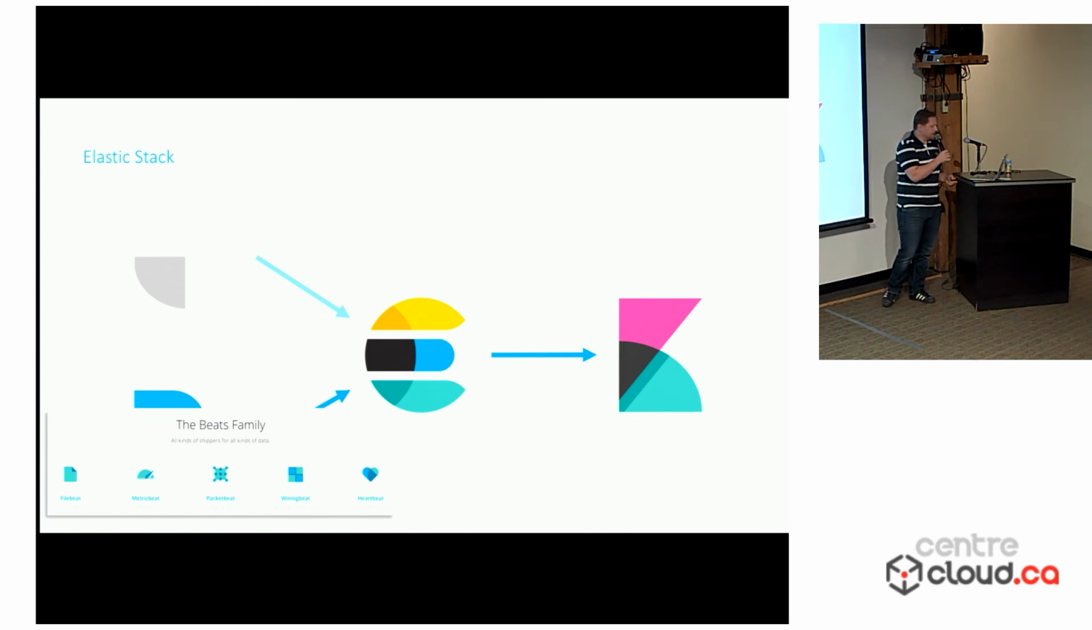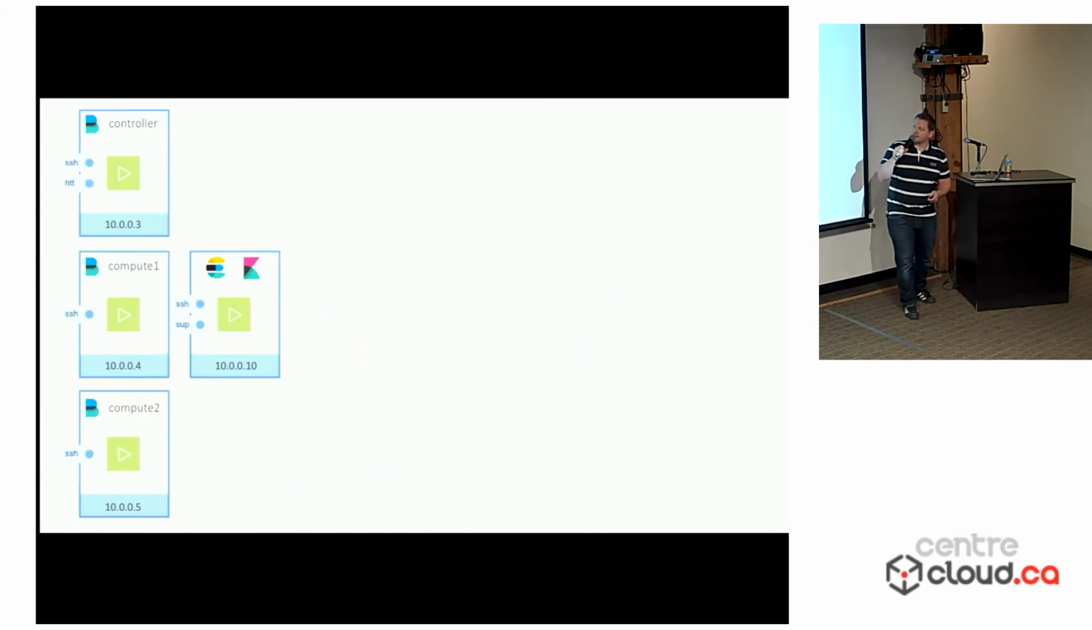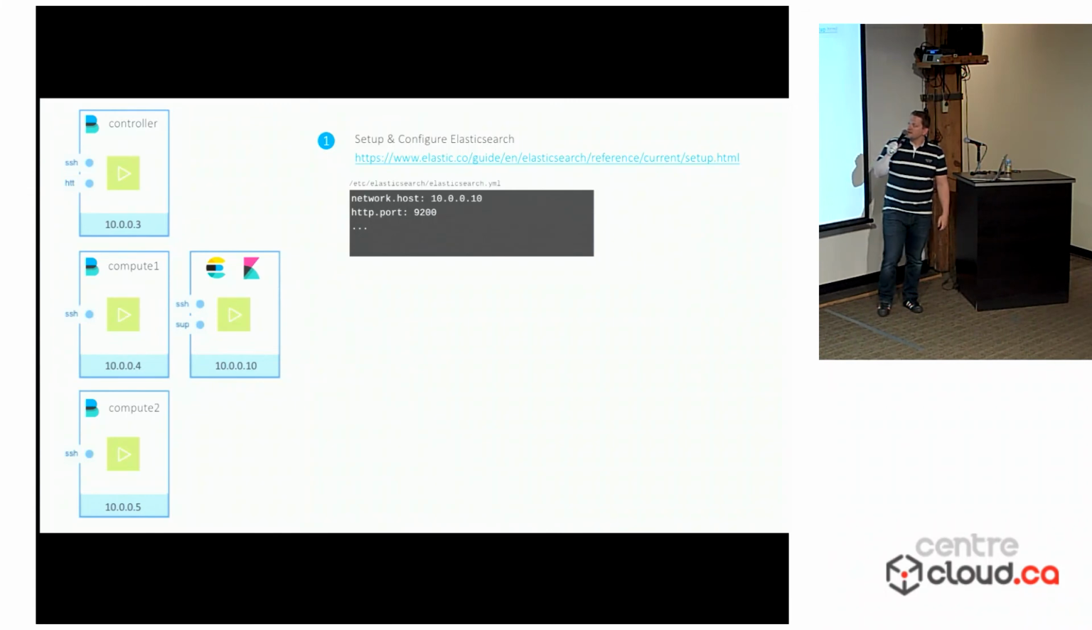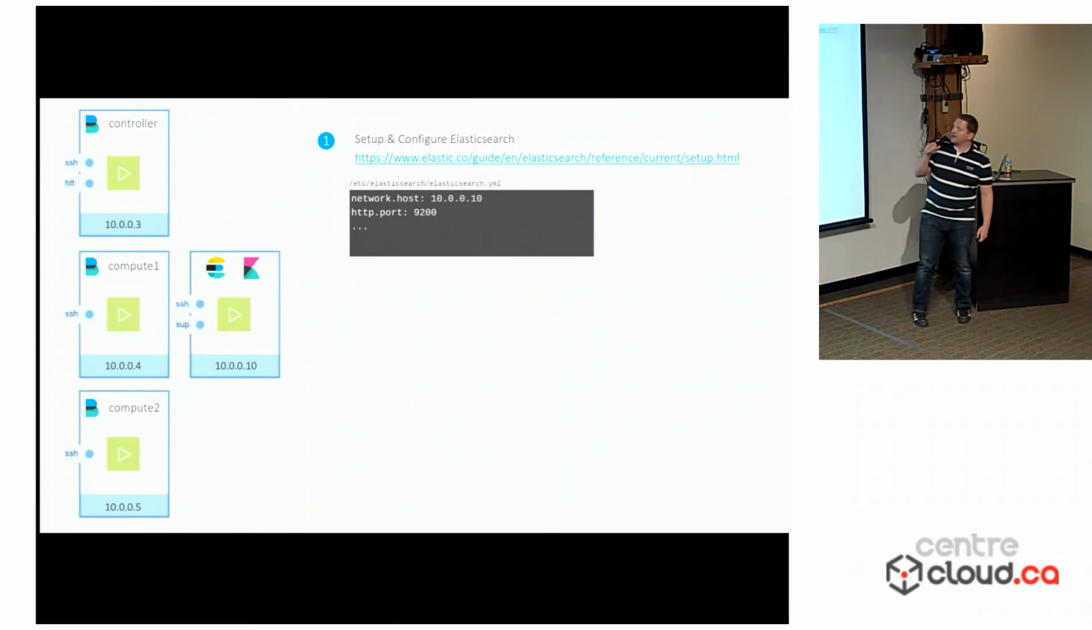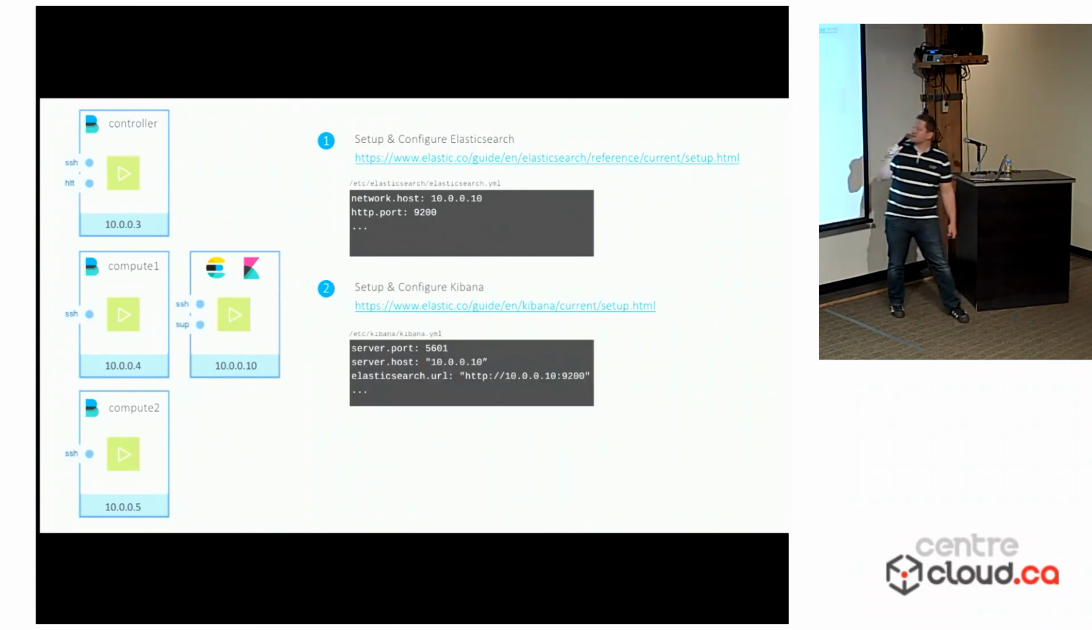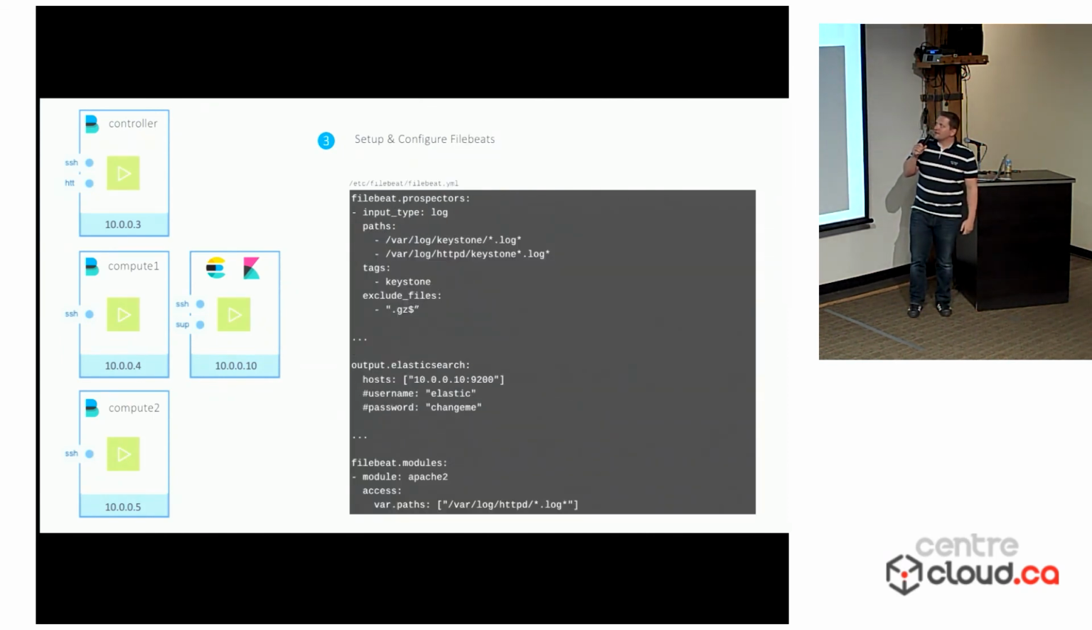And let's just take a look at it in this example. You're familiar with this architecture already, my small OpenStack cluster. The server, which was previously running Nagios, now runs Elasticsearch and Kibana. Basically what I needed to do to make this run is set up and configure Elasticsearch, set up and configure Kibana, and point it to Elasticsearch so it knows where it can pull the data. Then set up and configure Filebeat.